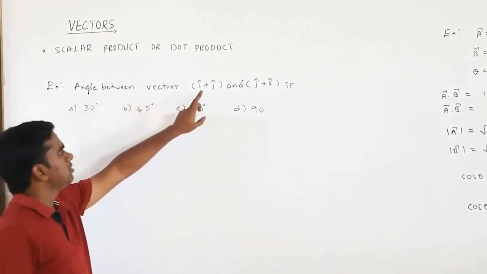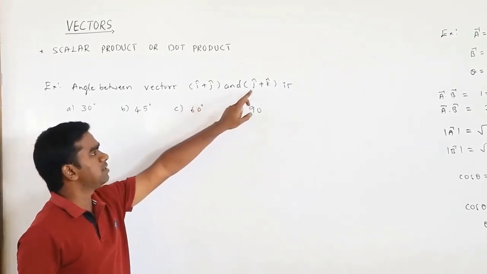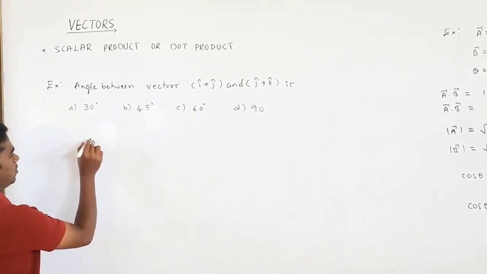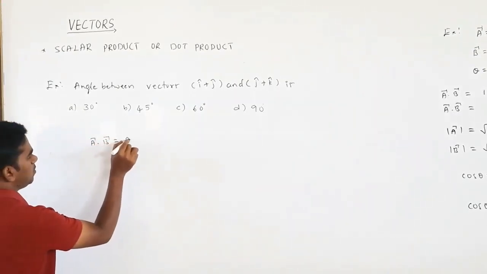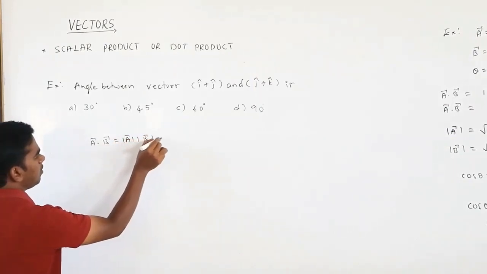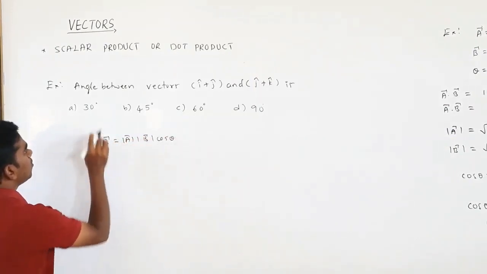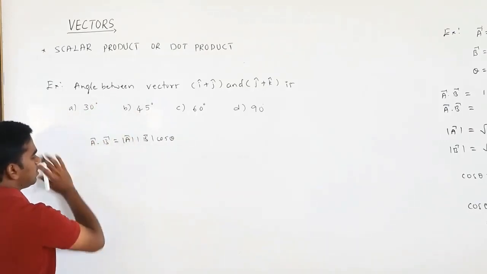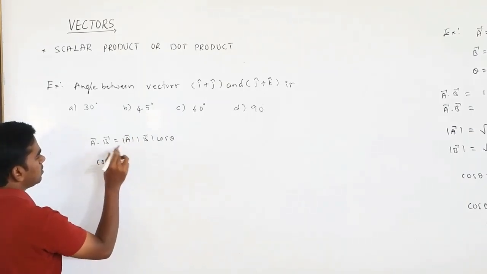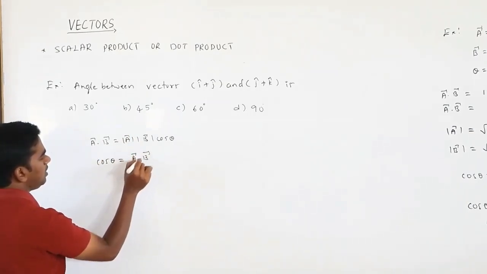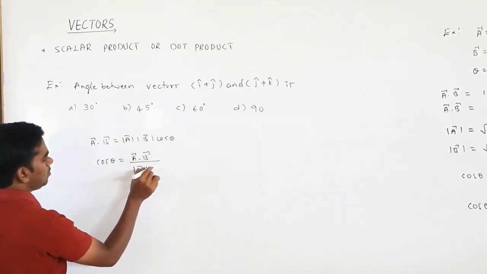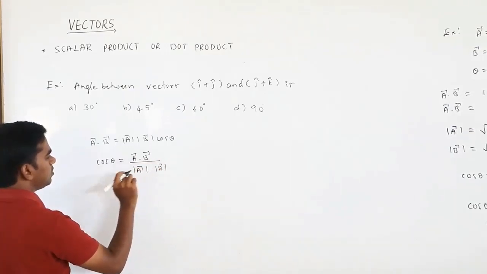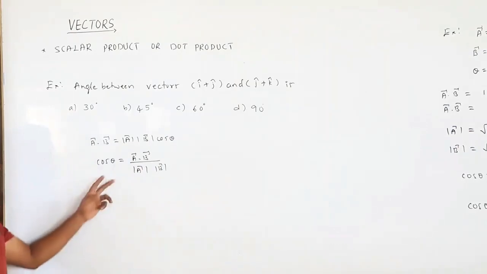They are asking for the angle between vectors i cap plus j cap and j cap plus k cap. Very simple. As we know, A dot B equals magnitude of A, magnitude of B, cos theta. You want to find the angle theta, so cos theta equals A dot B divided by magnitude of A, magnitude of B. Don't get confused when you are writing dot. So cos theta is this much.